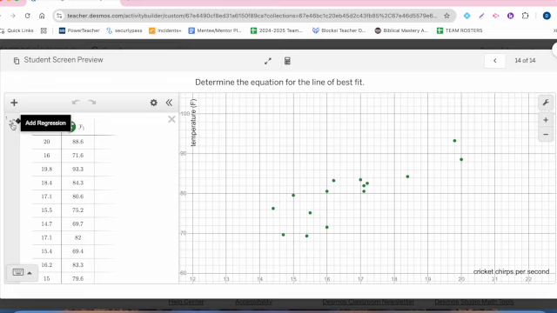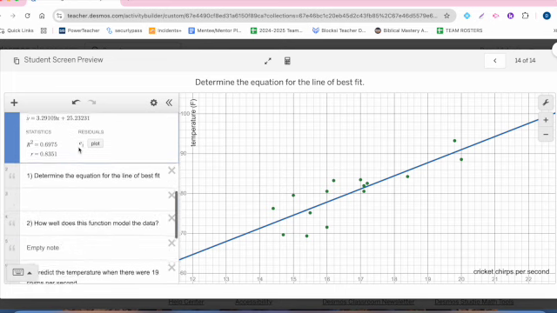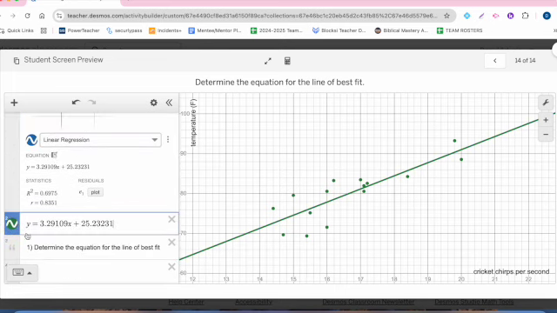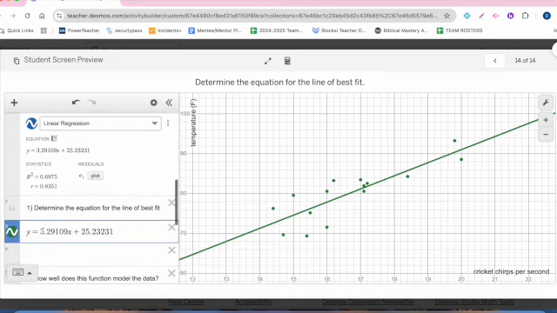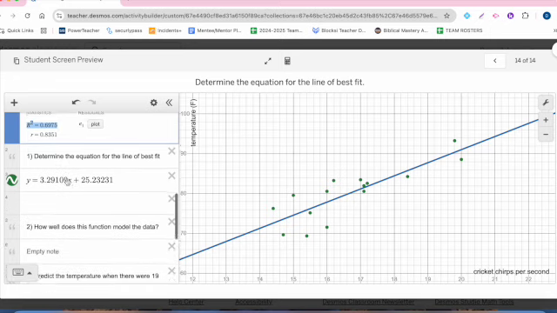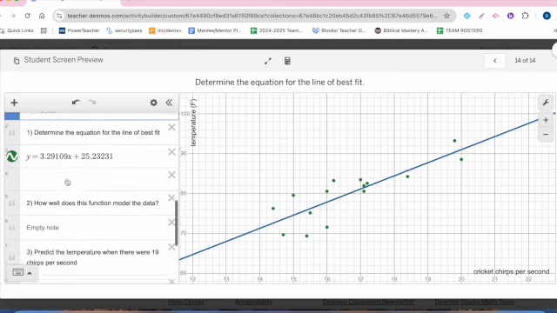Let's make the line of best fit. Click on Add Regression. There's your line of best fit. I'm going to copy it. So it looks like they're chirping about 3 times per degree, roughly, a little bit more than that. The R-squared value is 0.7 almost, so it's a fairly decent fit. Not super high, but not bad.